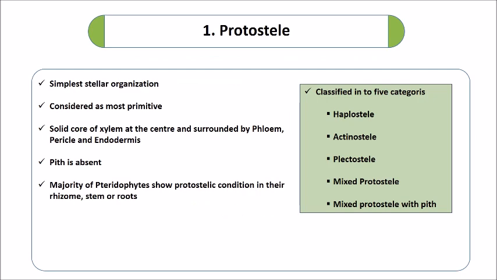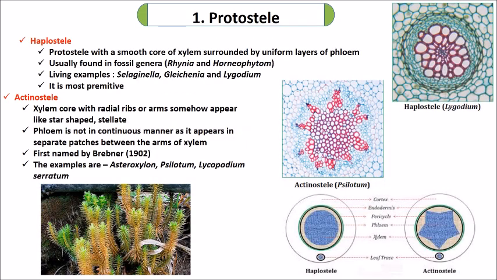Protostele is the simplest stelar organization and a primitive type, as I told. It has a solid core of xylem at the center surrounded by phloem, pericycle and endodermis, and pith is not present in this type of stele. The majority of pteridophytes show the protostele condition in the rhizome, stem and roots. If you classify the protostele, it may be of five types: haplostele, actinostele, plectostele, mixed protostele and mixed protostele with pith.